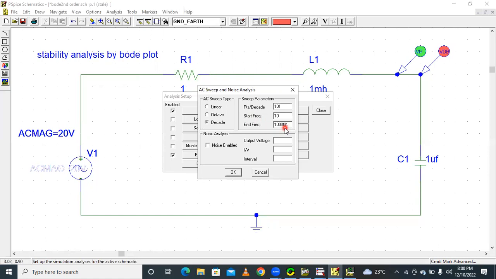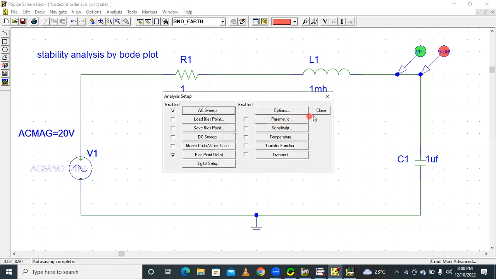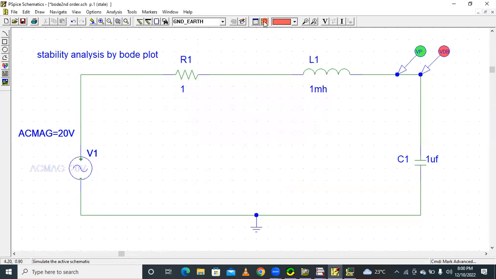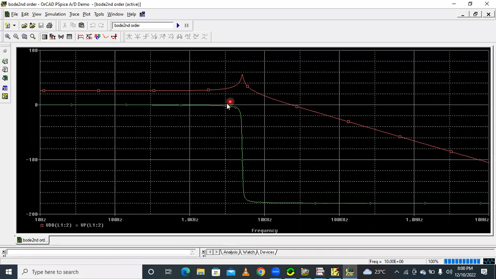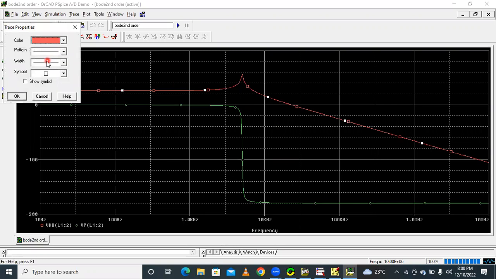According to our RLC values, we have to check the ending frequency. Then press OK, close, and simulate. Simulate, and then a new pop-up appears like this. So this is our semi-logarithm graph.